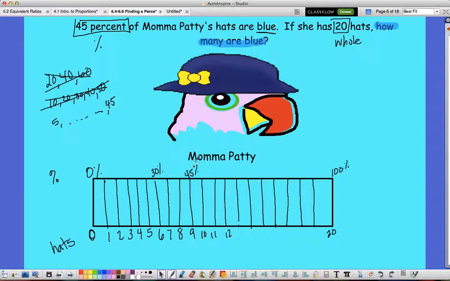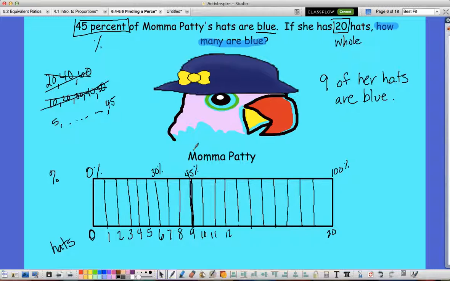All right, and now we know here that 45% is equal to 9. So 9 of her hats are blue. Right? So it's not that 45 are blue because that'd be kind of hard out of 20.